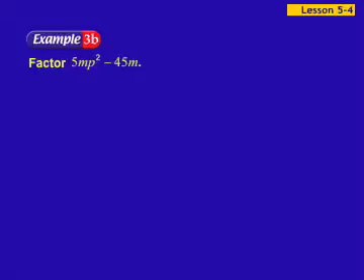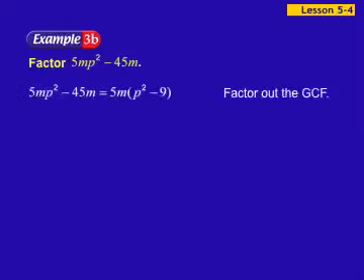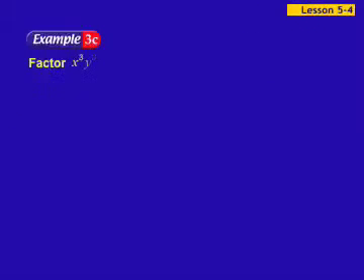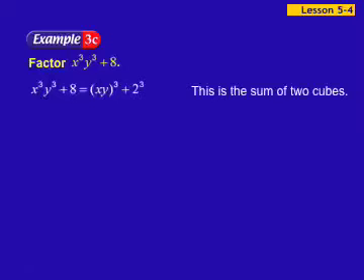So let's look at an example. Here we want to first factor out the greatest common factor, which is 5m, and then we have in parentheses p squared minus 9, which is in fact the difference of two squares. Another example. Here we need to make sure that we can identify cubes. This is xy cubed plus 2 cubed, or the sum of two cubes. So we would follow the formula.